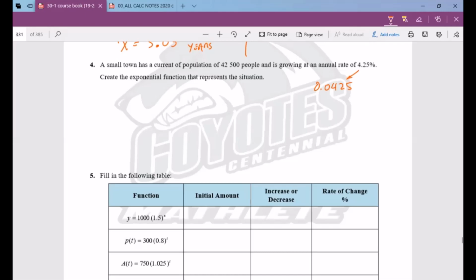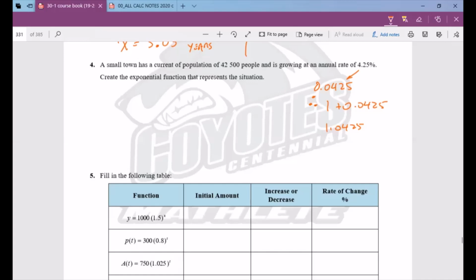Now, if it is growing by that amount, then our rate of growth ends up being 1 plus that amount, which is 1.0425. So if we multiply our initial amount by 1.0425, that will be your 4.25% growth.